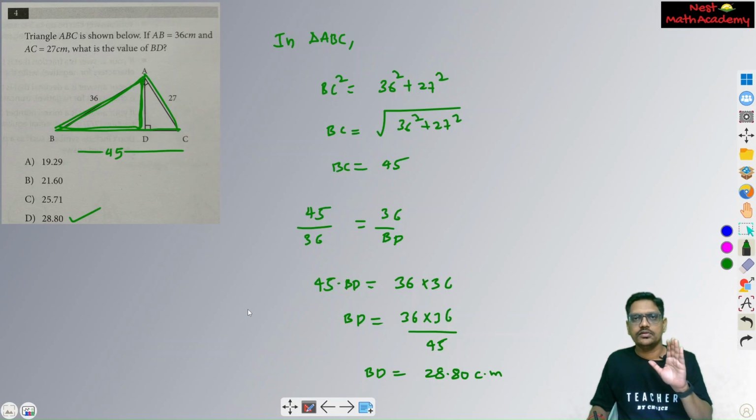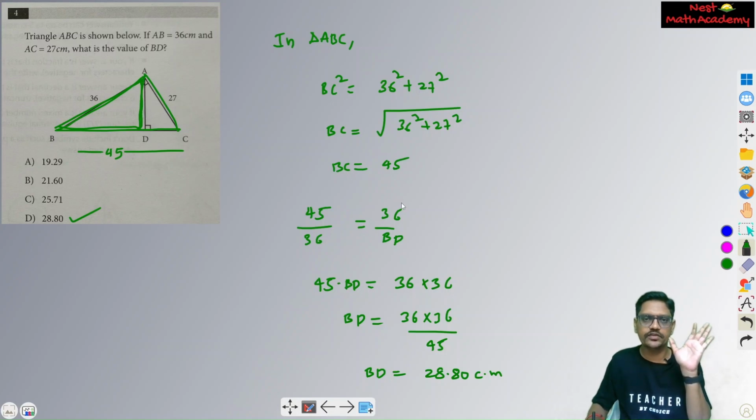So the basic concept here is that in a right angle triangle, when you draw a perpendicular from this 90-degree vertex to the opposite side, total 3 triangles, bigger one and 2 smaller, all 3 are similar to each other. Take the ratio of the corresponding sides, you can easily find the missing pieces. Okay.